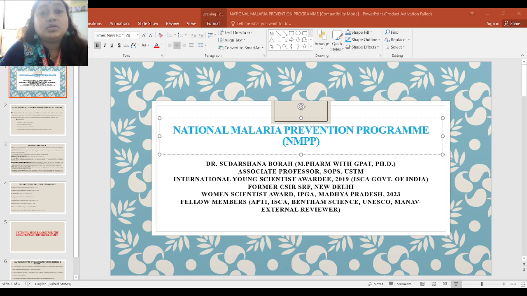Starting from the ring stage, which is the initial stage, through the trophozoites and schizonts, to the gametocytes, which is the last stage, this entire life cycle is completed in each and every RBC. So that is how dangerous malaria can be, and now, how can we prevent it?